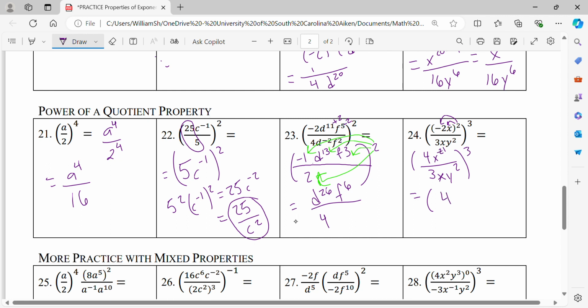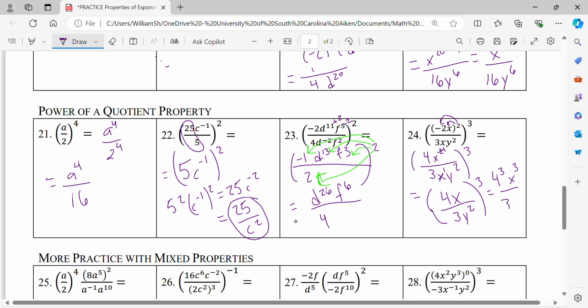I'm going to simplify this interior here, because I can cancel this x with one of these, because all I did basically was subtract 1, because the exponent is supposed to be a 1 there. If it doesn't have an exponent, it's assumed to be 1. So I'm basically just doing 2 minus 1 there, which reduces it to a 1. So I wind up with a 4x over 3y squared, all to the third power. Okay, remember that whole thing's in parentheses.